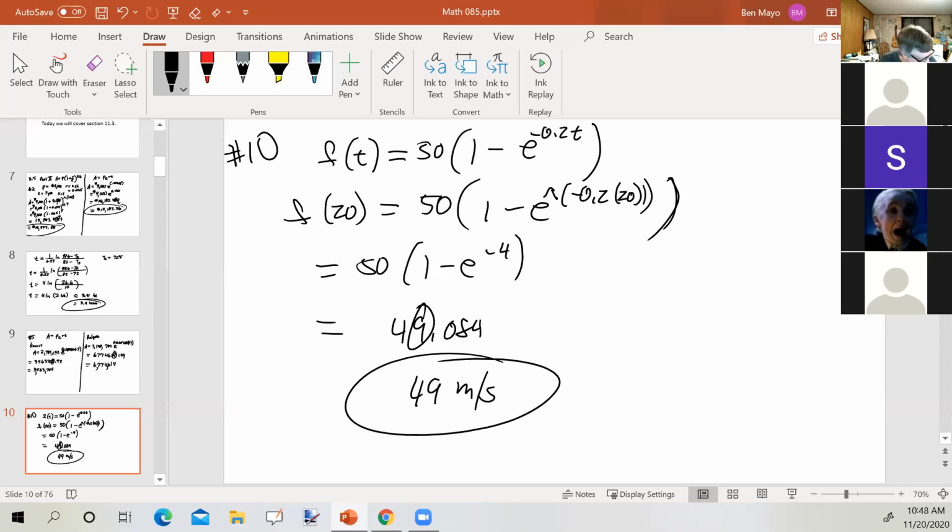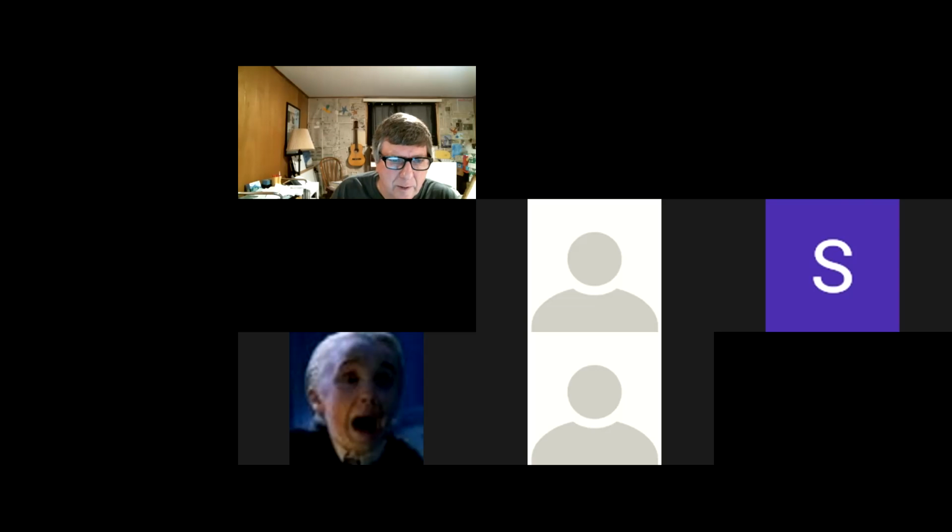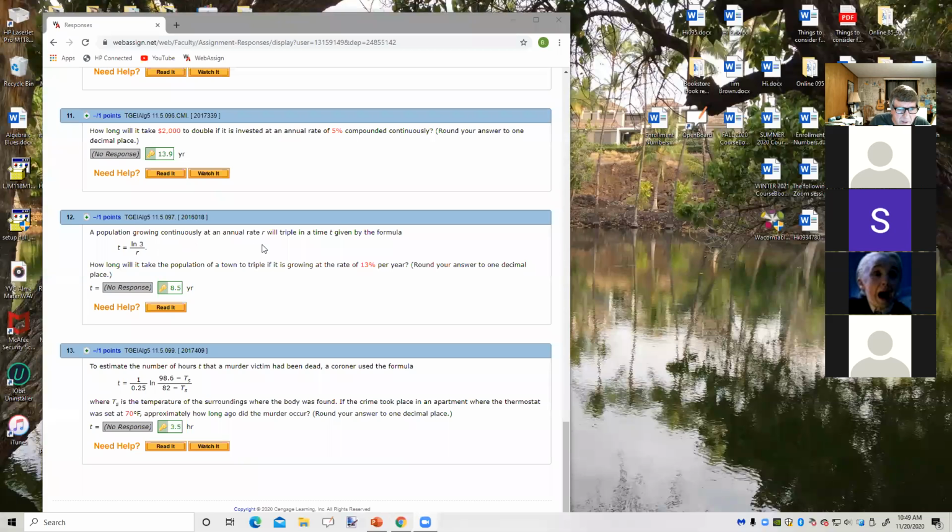Now we're going to take a look at problem number 12. Number 12 says a population growing continuously at an annual rate r will triple in the time t given by the formula t equals the natural log of 3 over r. And we talked about this yesterday, how if it was the natural log of 2, it would double, the natural log of 3, it would triple. How long will it take the population of a town to triple if it is growing at a rate of 13% per year? Round your answer to 1 decimal place.